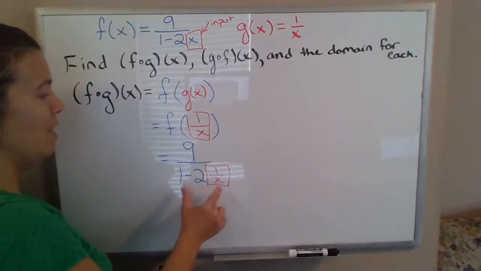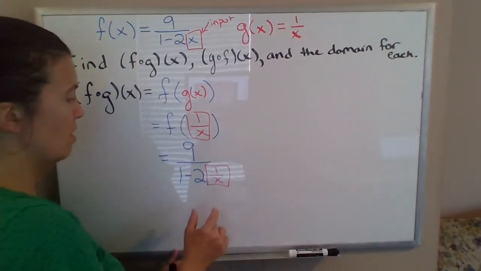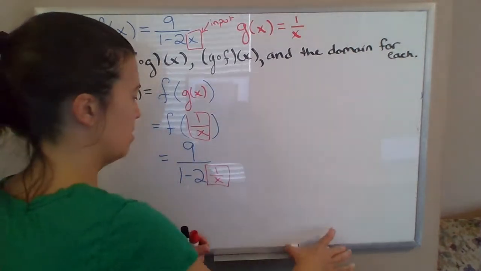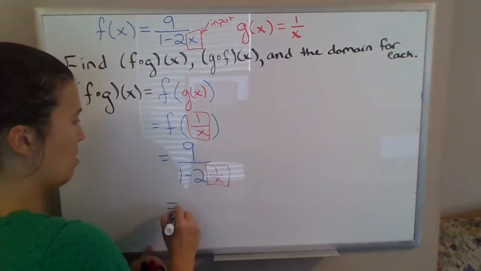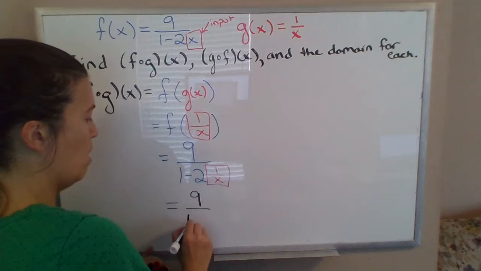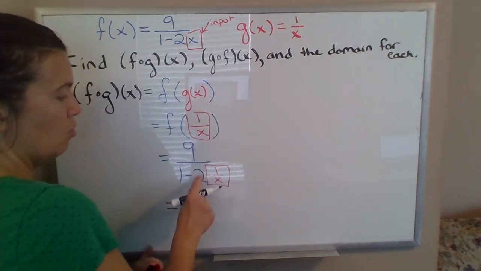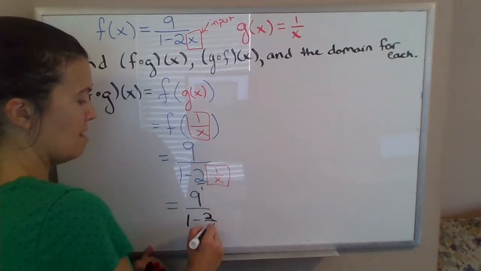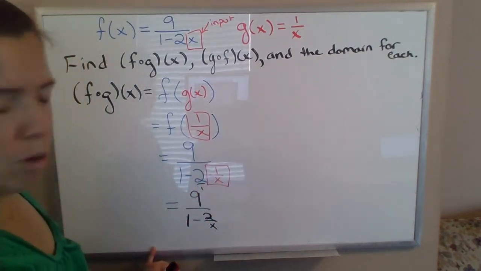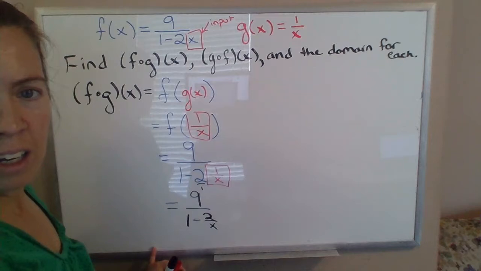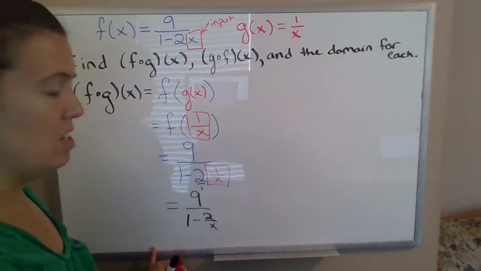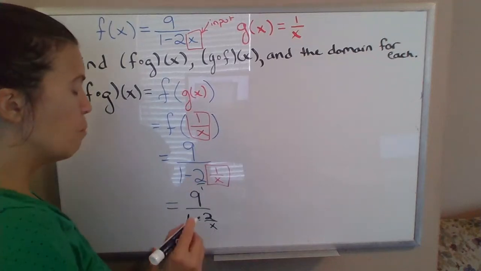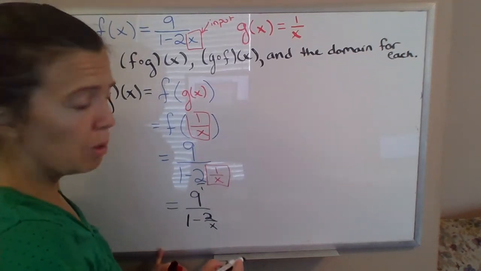All right, so anyway, replace x with 1 over x. Now, we could clean this up a little bit. So this is 9 over 1 minus 2 times 1 over x, so that's 2 over x. Now, at this point, we have found the composition of these two functions, which is the word for this operation. We do still need to simplify.